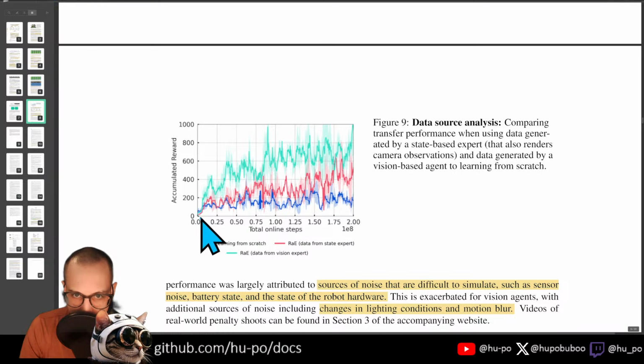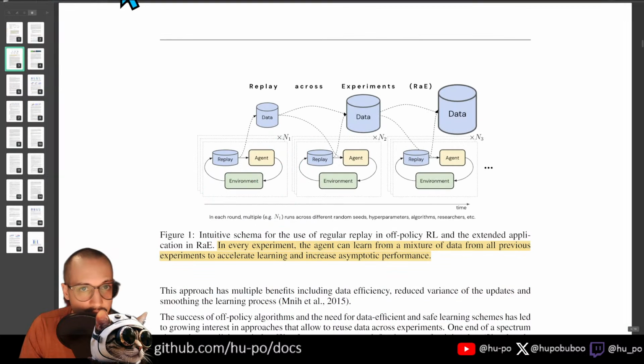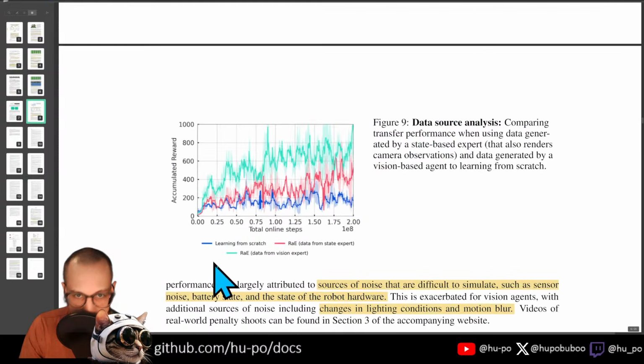So total online steps, right? This is how many steps you're taking in this environment. So the agents or policies that have been trained with this additional off-policy data coming through this replay, I keep forgetting it, replay across experiments, they're able to accumulate more reward, which effectively means that they're able to better solve the problem of robotic humanoid soccer.